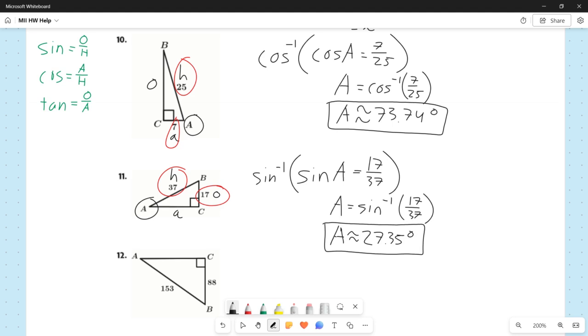And again, we're not told that this picture is drawn to scale, but it looks like it might be given the sizes of the 17 and the 37. So angle A looks kind of like a smaller angle. And so an answer of 27 degrees, assuming that this picture is drawn to scale, certainly makes sense because it's definitely going to be smaller than angle B for number 11. So for number 11, final answer, 27.35 degrees.